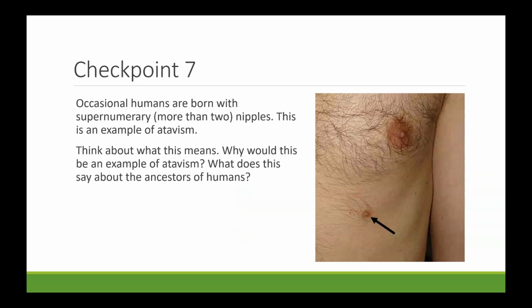We'll stop here for another checkpoint. Occasionally, humans are born with more than 2 nipples, which is a condition known as supernumerary nipples. This is an example of atavism. Think about what this means. Why would this be an example of atavism? What does it say about the ancestors of humans?